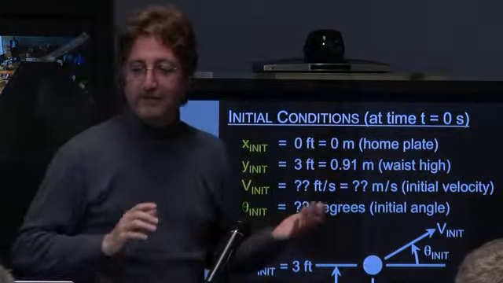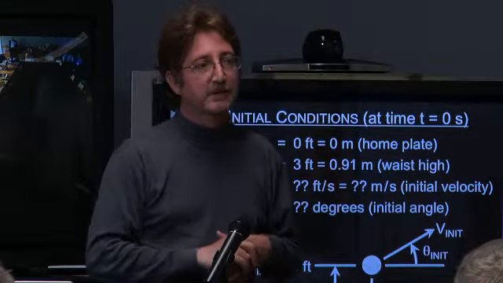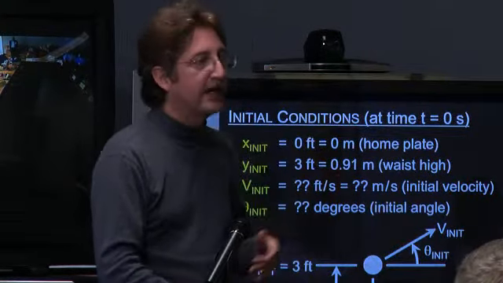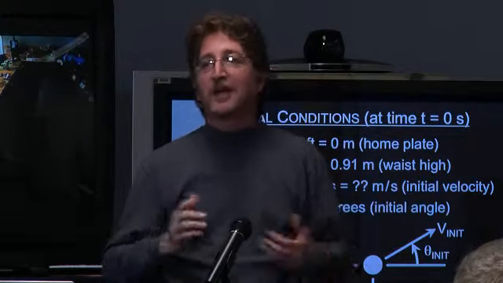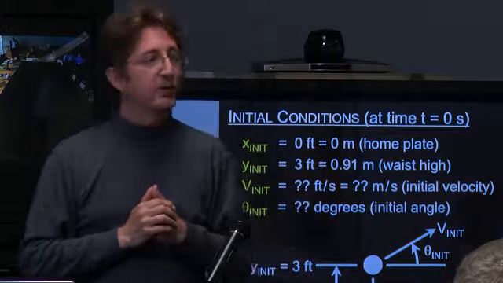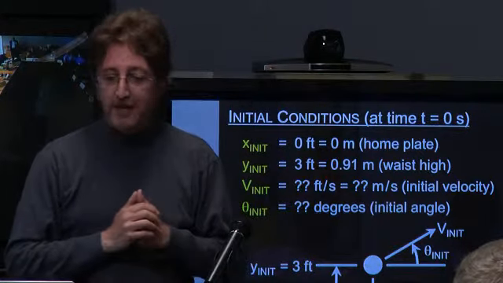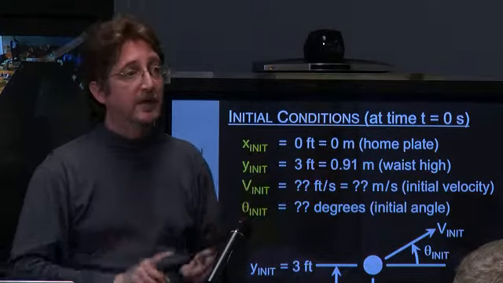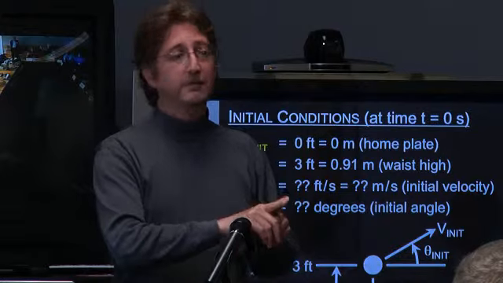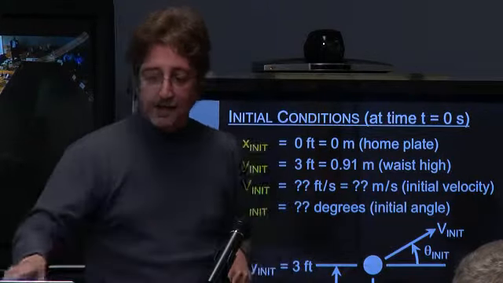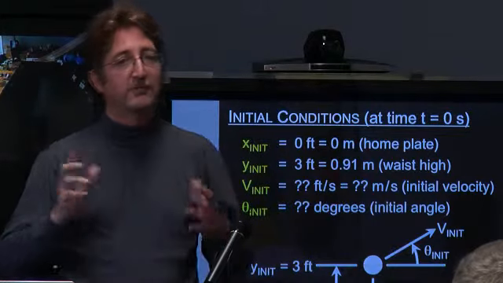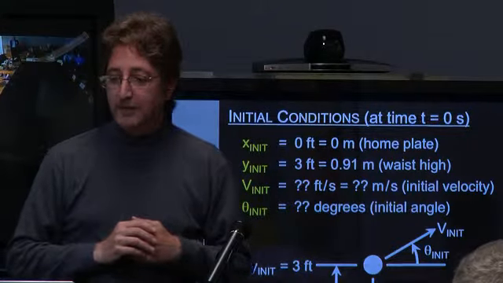I take all this and I define some initial conditions. Okay? I'm going to say that I start at home plate at x equals 0. I'm going to say that the ball's going to be hit about waist level, about 3 feet high. And I then need an initial velocity and an initial angle. Okay? And these are my initial conditions. And there on the bottom is just a cartoon of what this all means.